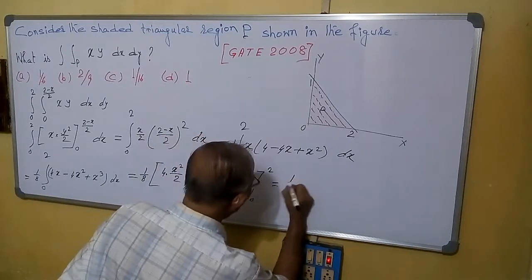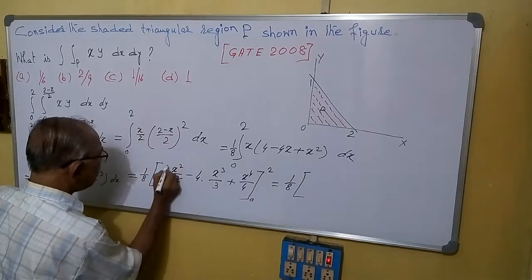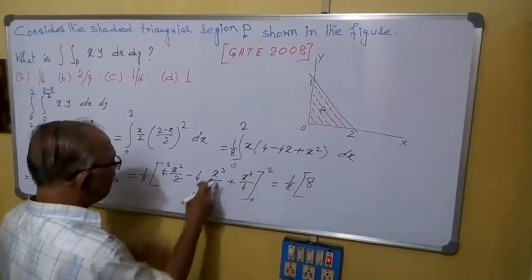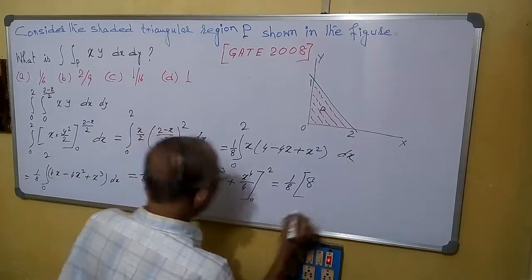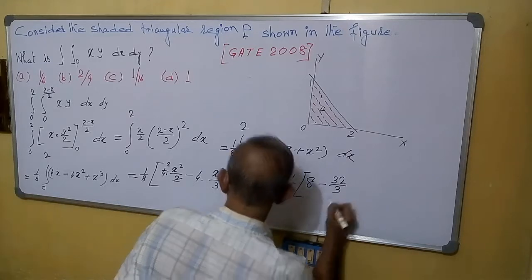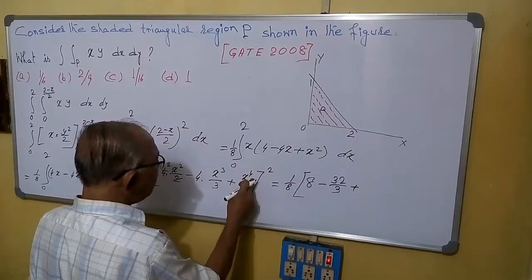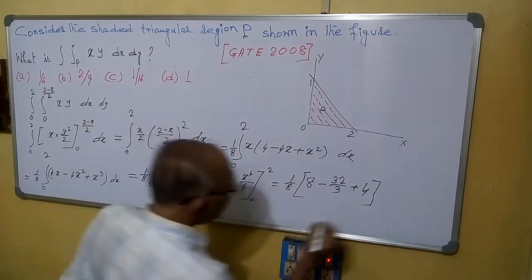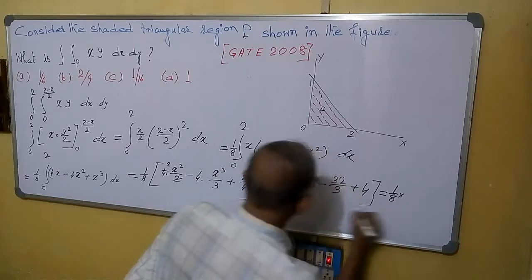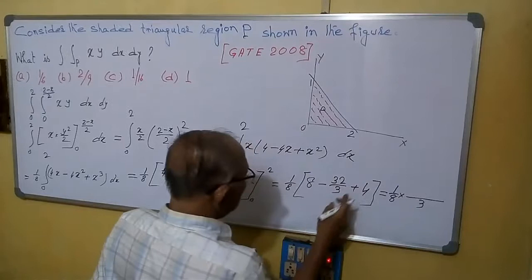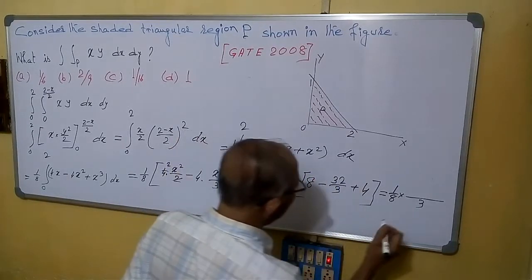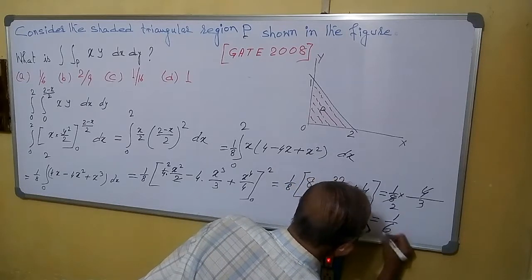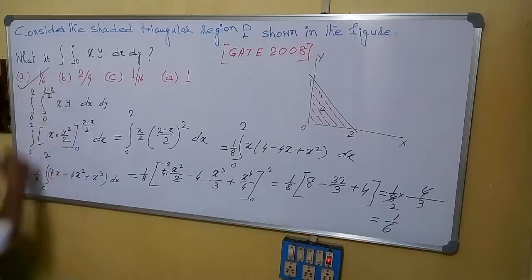So you can do it. 1 by 8 keep outside, 2 square into 2 will be 8, minus 4 into 2 cube is 32 by 3, plus 2 to the power 4 is 16 by 4, is 4. For 0, everything will be 0. So this is equals to 1 by 8 into 36 minus 32, that is 4. So this becomes 1 by 2. So see the option. So option A.